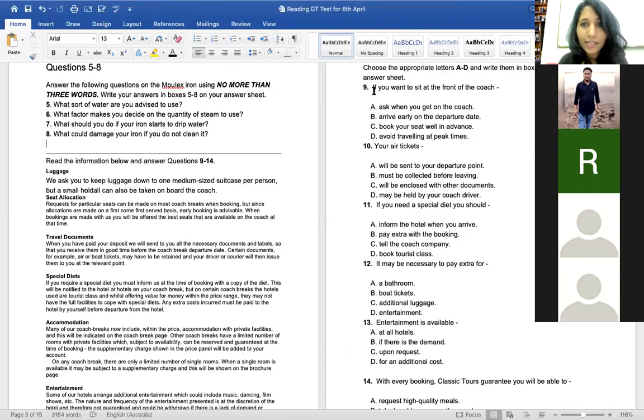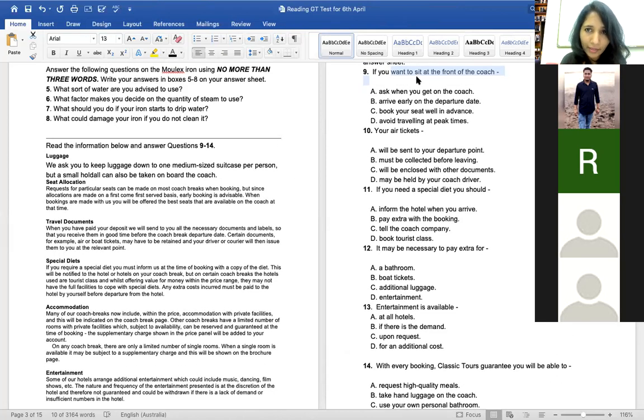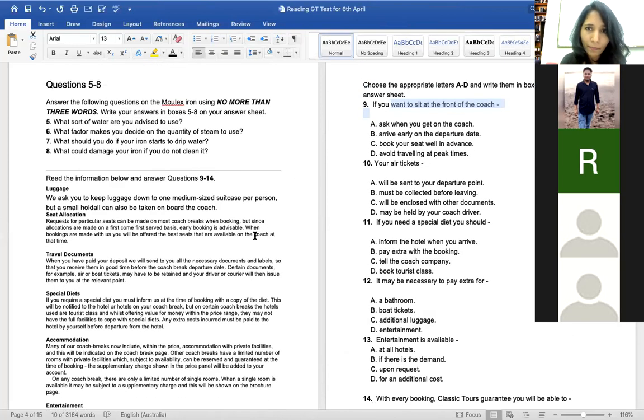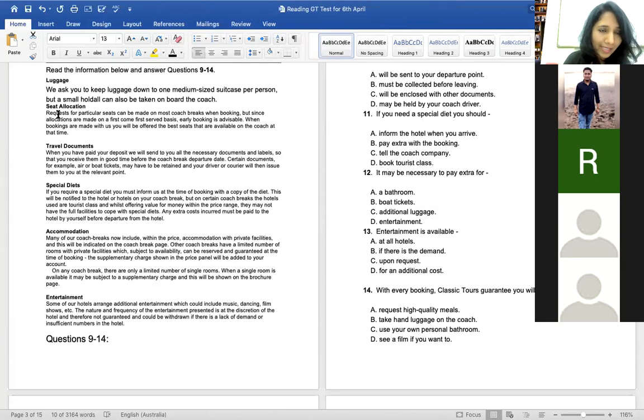So read your question statement first. If you want to sit at the front of the coach, read your options: ask when you get on the coach, arrive early on the departure date, book your seat well in advance, avoid traveling time. Now, sit at the front of the coach is what you're scanning this passage for. Where is this information located in this passage? Seat allocation, so it would be here.